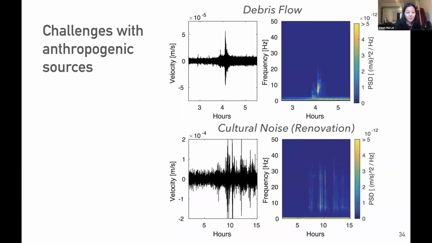That might work. So the renovation happens to be a jackhammer. They were rebuilding the road in the area, so it was a particular very high frequency noise. But I think the main problem was that for the debris flow, we can't go too low in frequency because there's not enough signal. So if we look at between 5 to 10 hertz, the cultural noise also happens to occupy that space. So if you use a threshold, you see the same power.